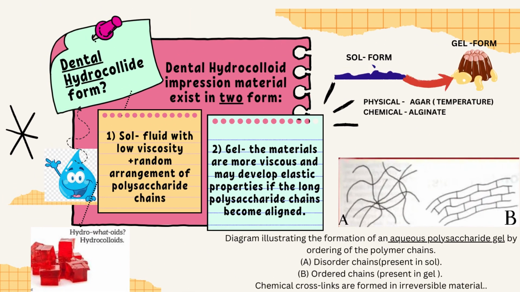Dental hydrocolloid impression material exists in two forms: sol form and gel form. In sol form, we find the material fluid with low viscosity and there's a random arrangement of polysaccharide chains. In the gel form, the material is more viscous and may develop elastic properties if the long polysaccharide chains become aligned. You can see the animated image of sol form to gel form, where agar change is done by physical means, that is via temperature, and alginate via chemical change.